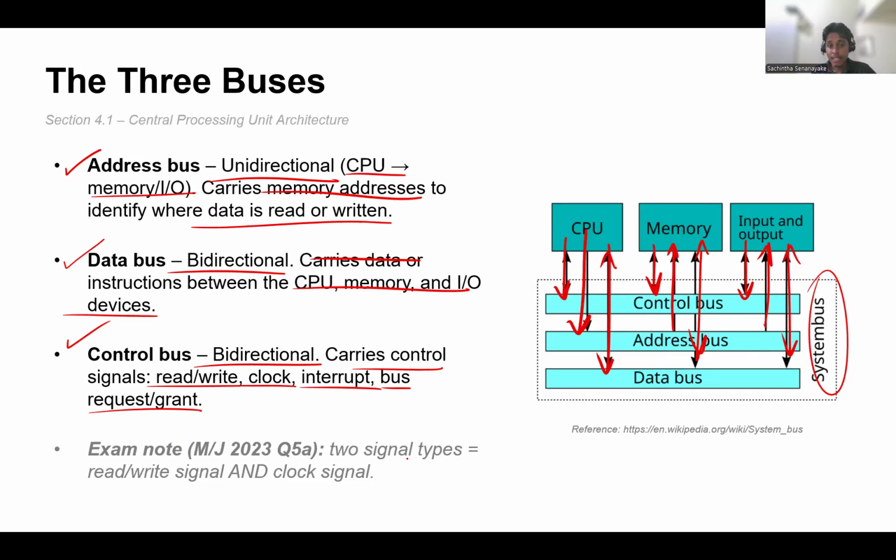And there was a question in the exam where you were supposed to answer what kind of signals are sent along a control bus. So please keep in mind, control buses send read-write signals, clock signals, interrupt signals, bus request grant signals. Keep these things in mind because they might ask you what control buses send and receive. So these are some answers you could write.